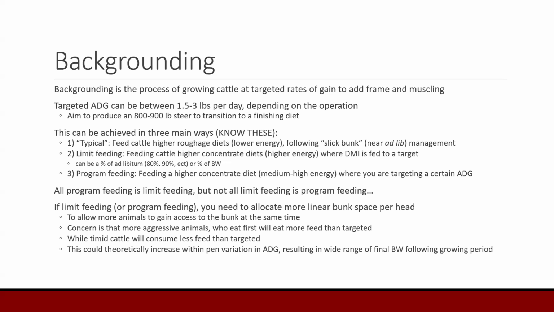So some things you need to consider. If you're limit feeding or program feeding, where we're restricting intake, we're going to have cattle that are hungrier, right? Because we're not allowing them to eat to satiety. So we need to allow more animals to gain access to the bunk at the same time. So we may need to add more linear bunk space, so many inches of bunk space per head. Why would we want to do that?